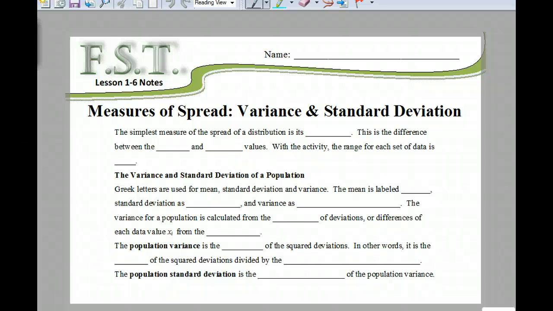On this one, the standard deviation is sigma squared, it should just be sigma. This one should be sigma squared.